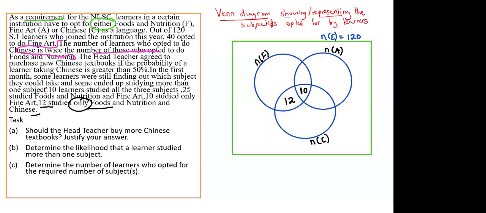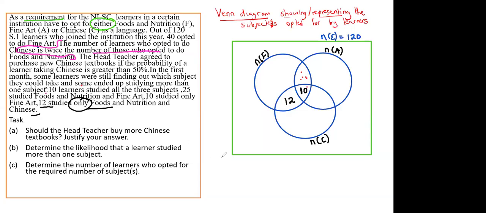Then they told us that 25 were taking FN and fine art. So that means that for that particular set of 25 is this part here and here. That's why we have the whole of this set here, the intersection. So it is 25. So for such a case, we subtract.